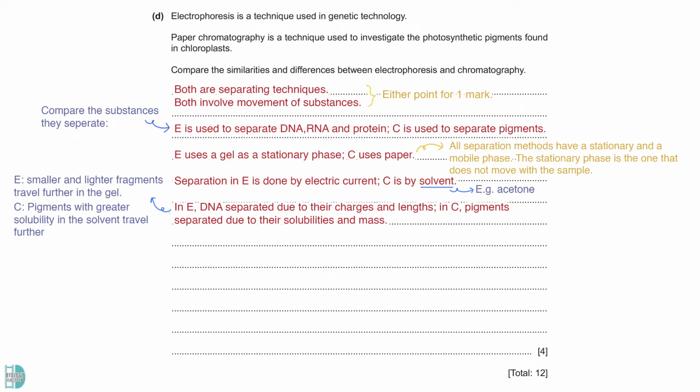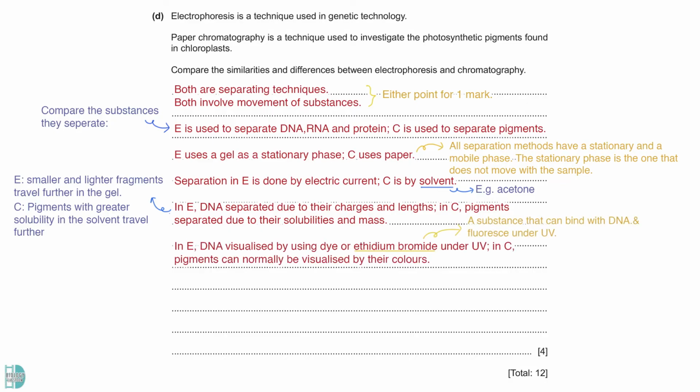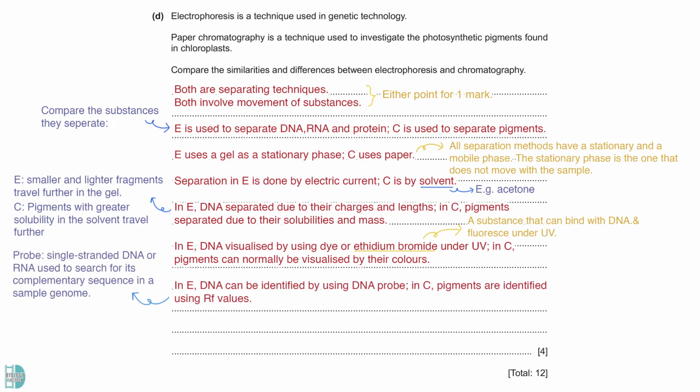To visualize DNA, we can use dye or ethidium bromide. Ethidium bromide is a substance that can bind with DNA. When exposed to UV light, it will fluoresce with an orange color. In chromatography, pigments can normally be visualized by their colors. To identify a specific DNA, we can use a DNA probe. A probe is a single-stranded DNA or RNA used to search for its complementary sequence in a sample genome. In chromatography, pigments are identified using RF values. RF value is calculated by the distance traveled by the pigment divided by the solvent front.